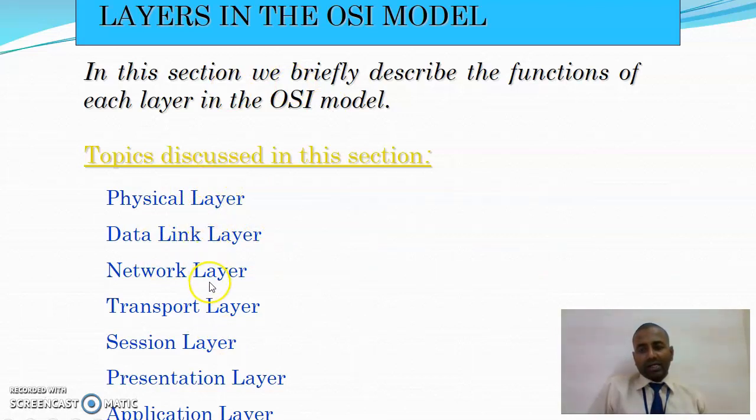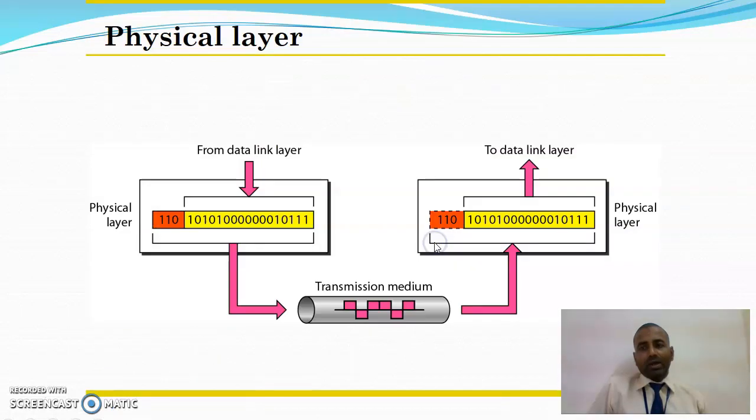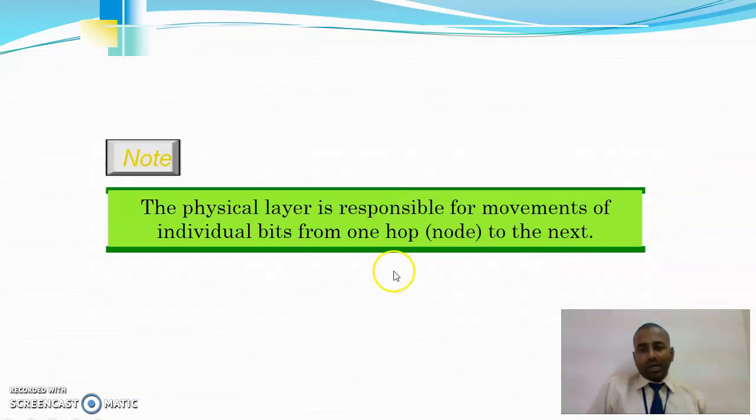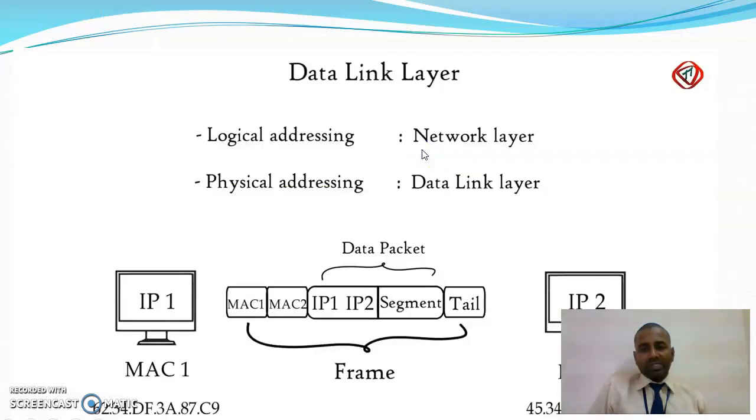There is the physical layer, data link layer, network layer, transport layer, session layer, presentation layer and application layer. Especially the physical layer is the first layer, which is used for transferring low level information called bits, zeros and ones, over the physical medium from one machine to another machine. The physical layer is responsible for the movement of individual bits from one node to another node. This is the important responsibility of the physical layer.